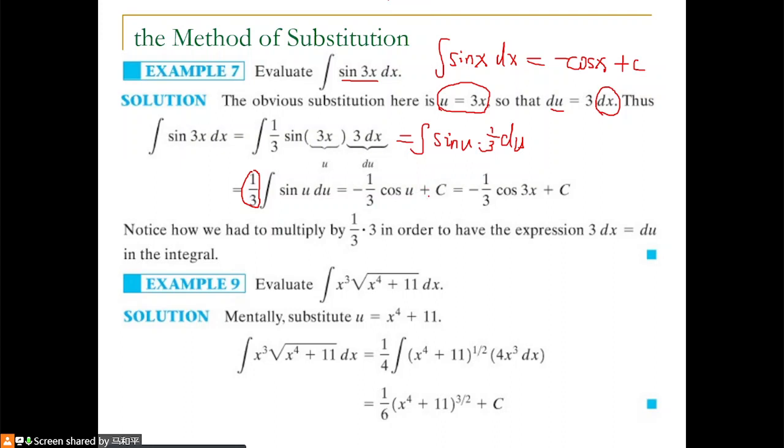This is 1 over 3 times the integral, and we just write c because c is an arbitrary constant. And then the last step is to replace u by 3x. So it's minus 1 over 3 cosine 3x plus c.